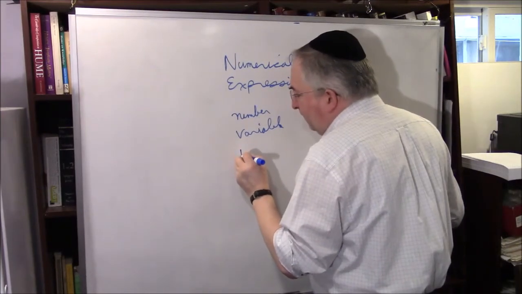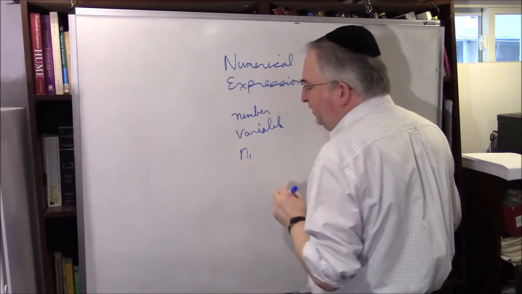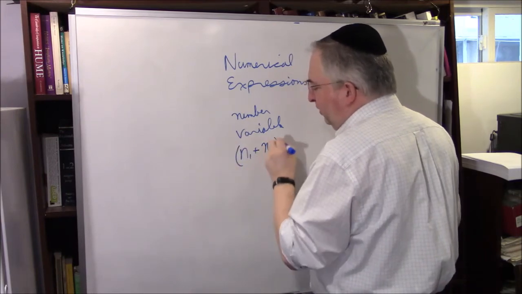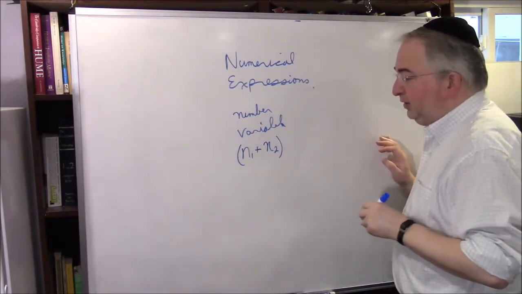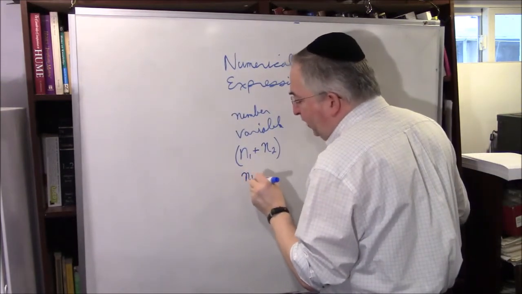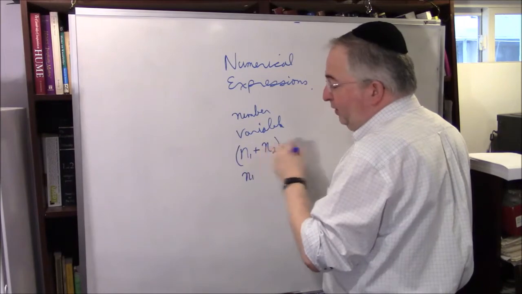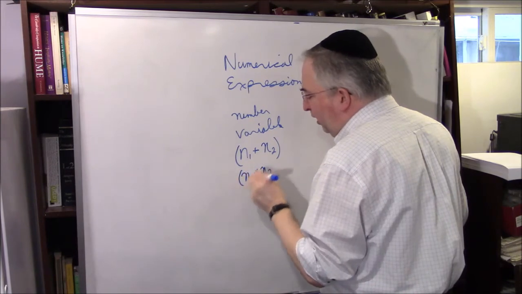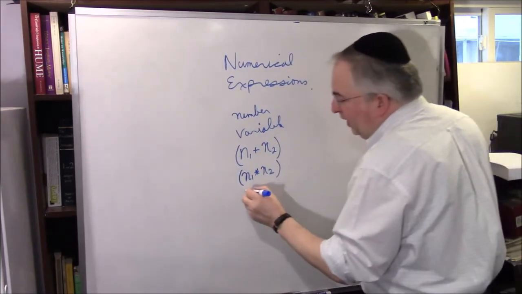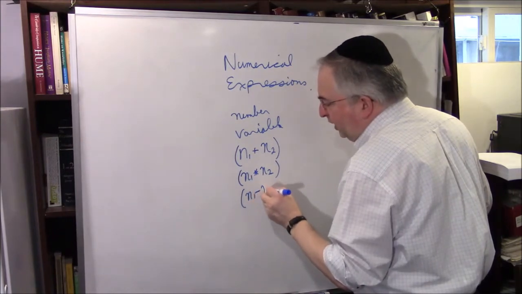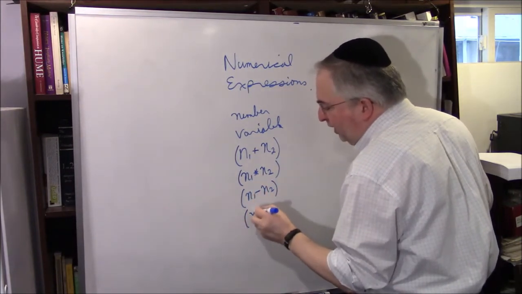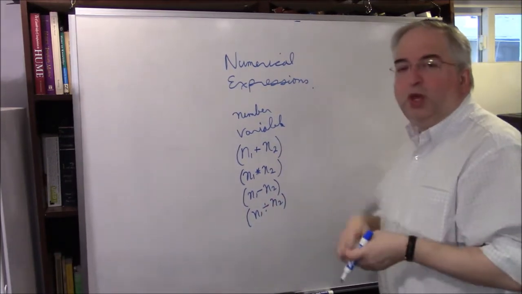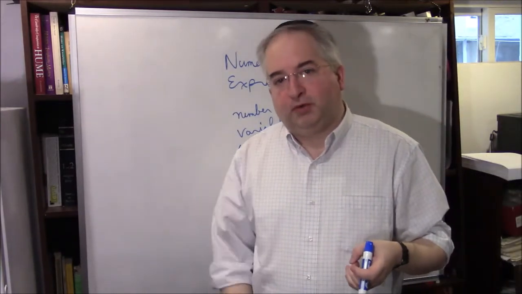and if n1 is a numeric expression and n2 is a numeric expression, then n1 plus n2 is a numeric expression. You might want to put parentheses there. Again, if n1 is a numeric expression, that means it's made out of numbers or variables or something like that, and n2 is a numeric expression, then n1 times n2 is a numeric expression. And then you can subtract, and you can divide. So these are the operations one can do to numeric expressions to make other numeric expressions.